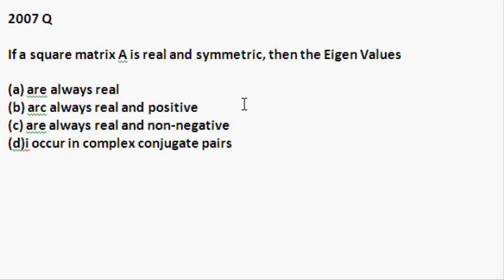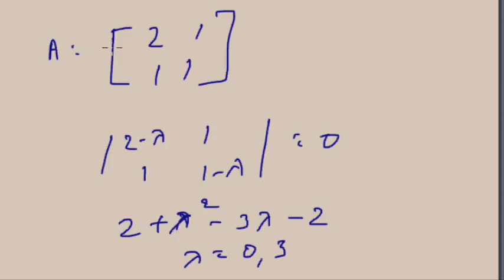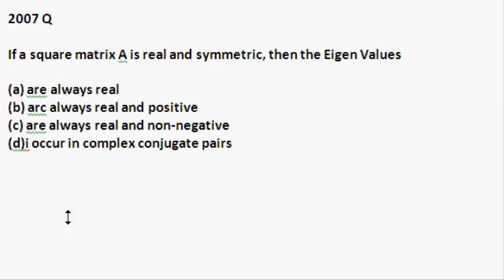This is another example question of 2007. If a square matrix A is real and symmetric, then the eigenvalues are always real positive. What is this? You can check this by taking one example matrix. Here is the example: A is a matrix. This is a symmetric matrix. So the eigenvalues are 0 and 3, so they are real. If a square matrix is real and symmetric, then the eigenvalues are always real. So A is the correct answer.